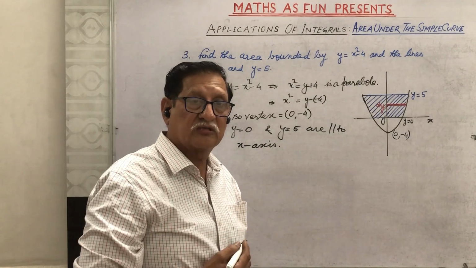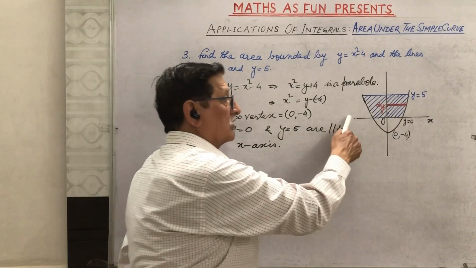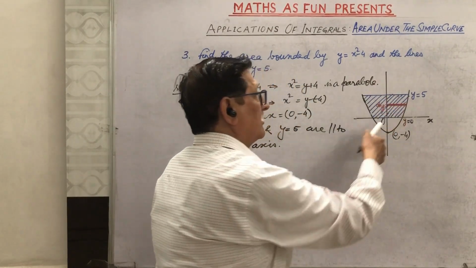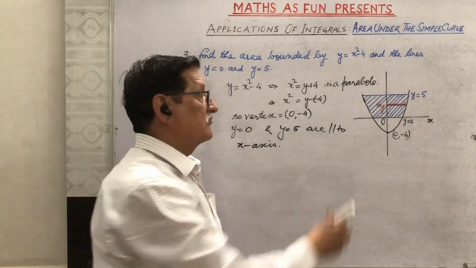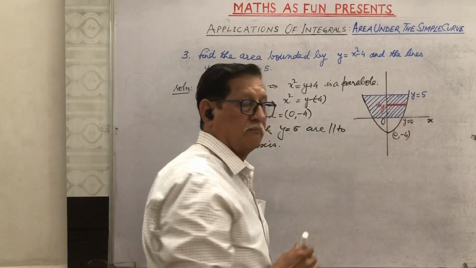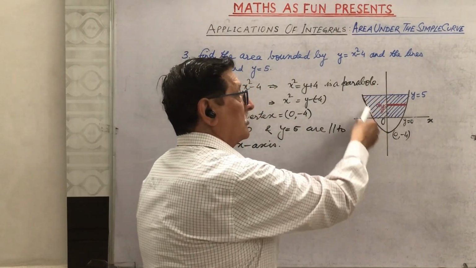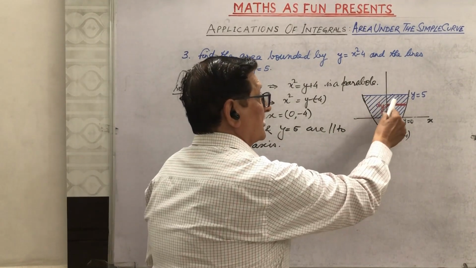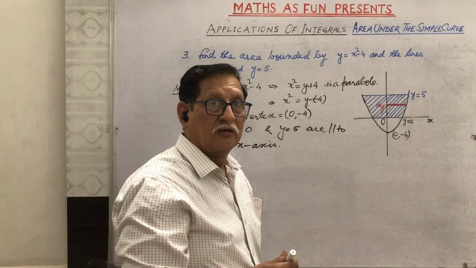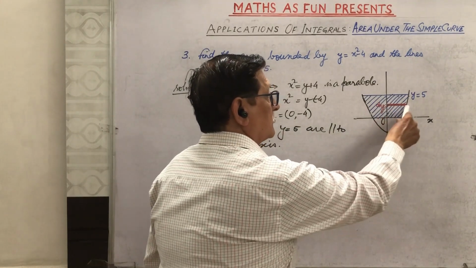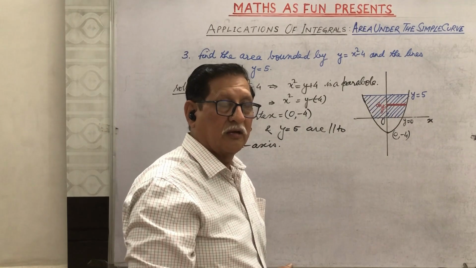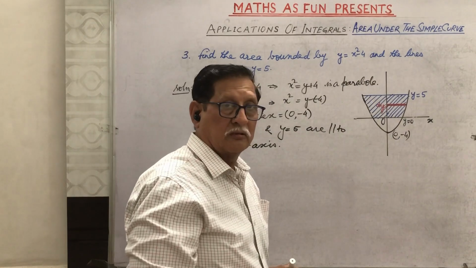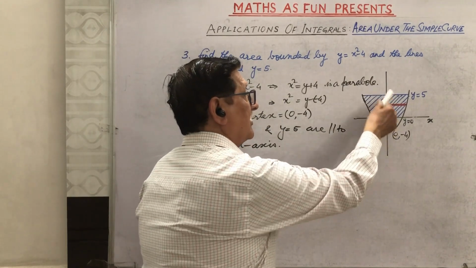First of all we have to trace the curve, and then we draw the lines. y equal to 0 is the x-axis, and y equal to 5 is a line parallel to the x-axis. It means we have to find the total shaded area. Now we know that this is symmetric about the y-axis, so the area on this side and this side are equal. So we can draw a strip here parallel to the x-axis of width dy, find the area by x dy, and then make it twice because both areas are equal.